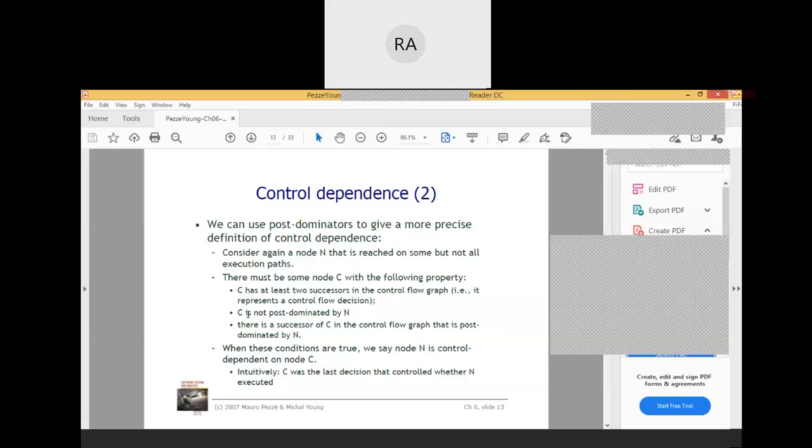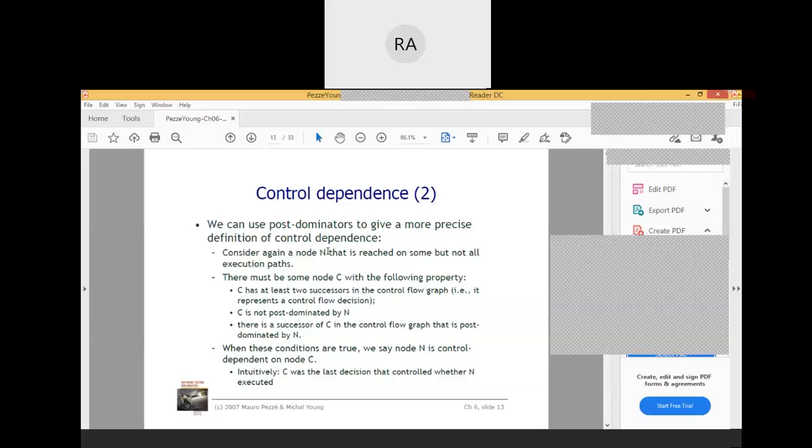What are those properties? C has to have at least two successors in the control flow graph, and C is not post dominated by N. That means there is a successor of C in the control flow graph that will be post dominated by N. This is the definition that I can write by considering the control dependency graph. These three properties should be satisfied by any node C.